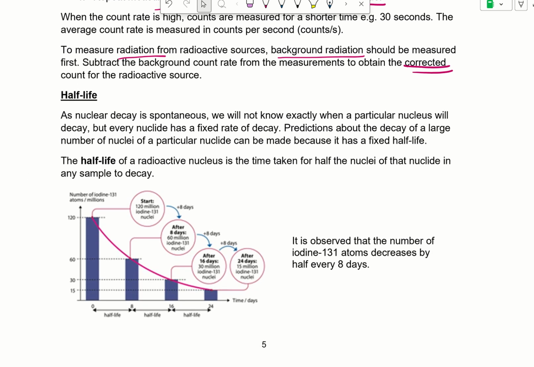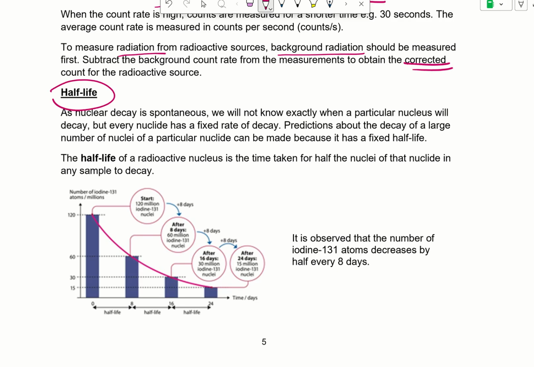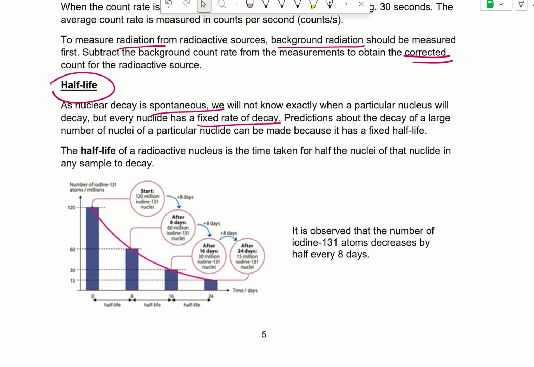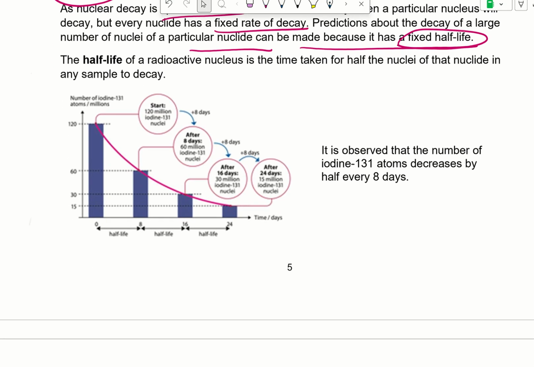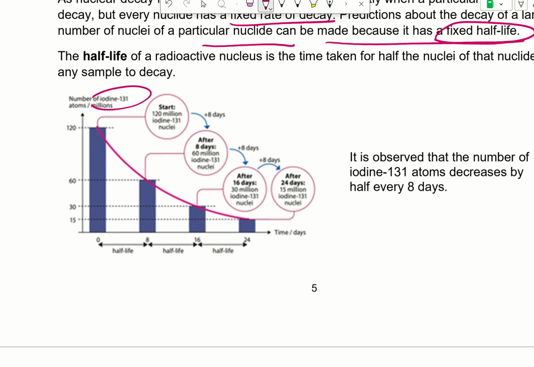Okay, so why do I need to do that? Because I need to calculate half-life. Most questions will ask you to calculate half-life. As nuclear decay is spontaneous, we will not know exactly when a particular nucleus will decay. But every nuclide has a fixed rate of decay. The scientists have already done all these experiments to know. So predictions about the decay of a large number of nuclei of a particular nuclide can be made because it has a fixed half-life. So for example, in this case, we have iodine 131.